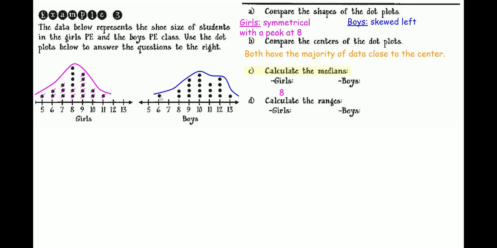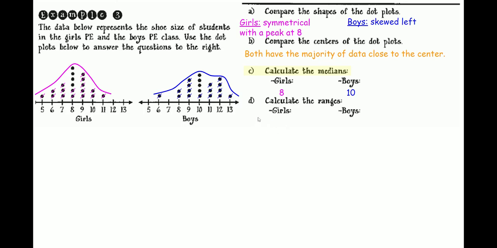For the boys, let's cross off the left and the right, one from the left, one from the right, again and again. And now we know that if we cross any more out, we're going to end up in the middle at 10. So the median for the boys is 10. So the boys have a higher median shoe size.